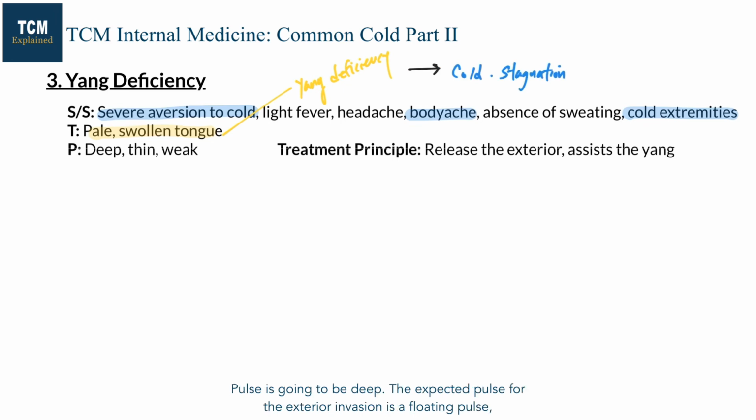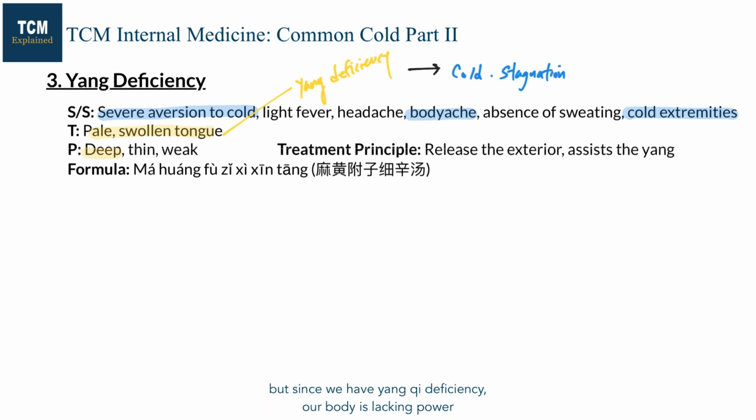Pulse is going to be deep. The expected pulse for the exterior invasion is a floating pulse, but since we have Yang Qi deficiency, our body is lacking power to push out the pathogens, and it is reflected as a deep pulse.